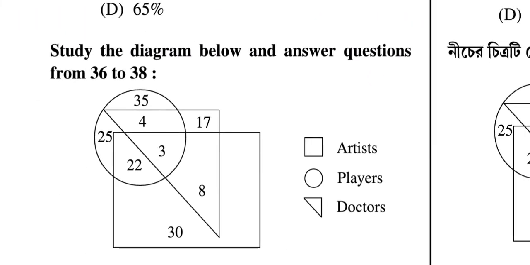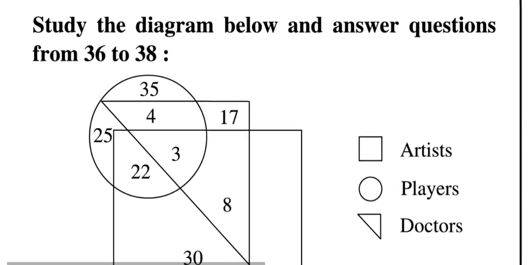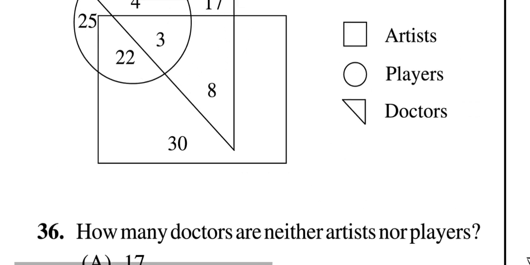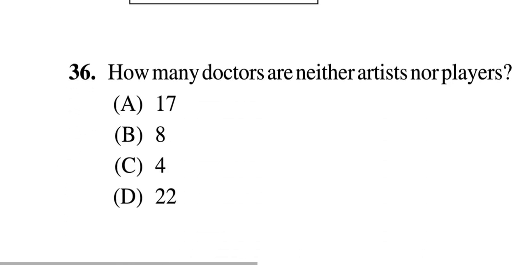Okay, so here a very different kind of diagram is given. It says study the diagram below and answer questions from 36 to 38. 25, 22, 3, 4, 35, like this it is given. Just look at this: artists, players, doctors. This picture will be doctors, this circle is related to players, and then we have artists. Now, after going through this diagram, we have to find out the correct answer.